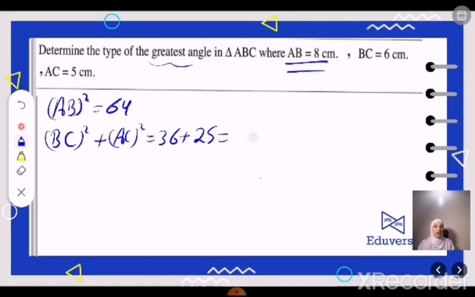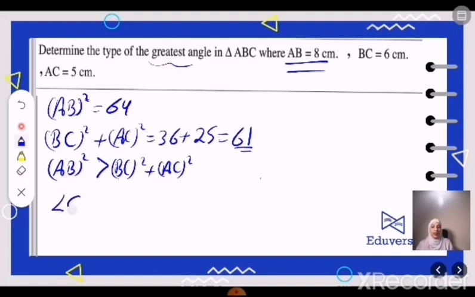Just adding them, 6 plus 5 here is 11, 3 plus 3 equals 6, so it's 61. That's obvious now. 64 is more than 61. Then AB, the longest side here, squared will be more than the sum of the squares of the other two sides. If it's more than the sum, then the opposite angle here, which is angle C, the missing letter here is C, is an obtuse angle, which means triangle ABC, of course, is an obtuse angle triangle.